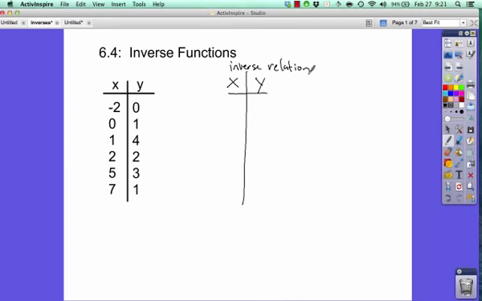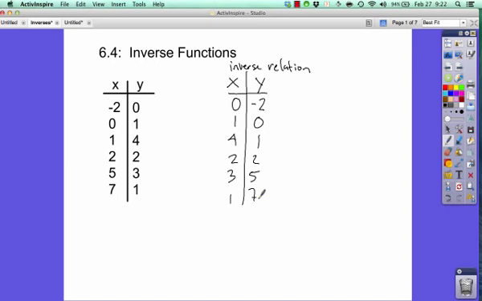So if the function sends -2 to 0, the relation sends 0 to, what do you think? There you go. 0 goes to 1, then 1 goes to 4, 4 goes to 2, 2 goes to 5, 5 goes to 3, 3 goes to 5, and here 1 goes to 7. Okay. So that's it. Pretty much, at the end of the day, an inverse relation is swap x and y. That's really all it is.